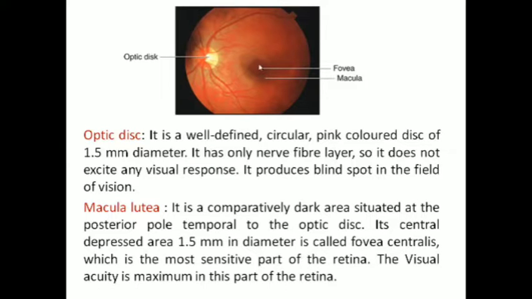This is the macula lutea. It is a comparatively dark area situated at the posterior pole temporal to the optic disc. Its central depressed area 1.5 mm in diameter is called the fovea. This is the fovea. Central part of the macula is known as the fovea, or fovea centralis, which is the most sensitive part of the retina. The visual acuity is maximum in this part of the retina.